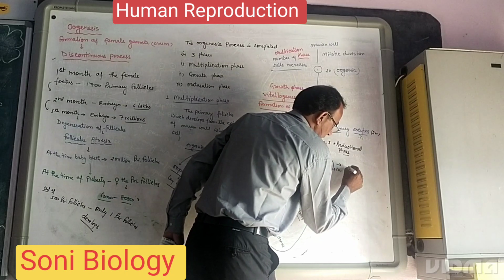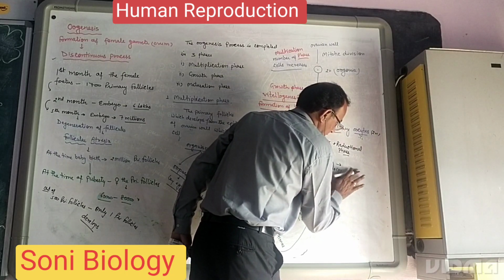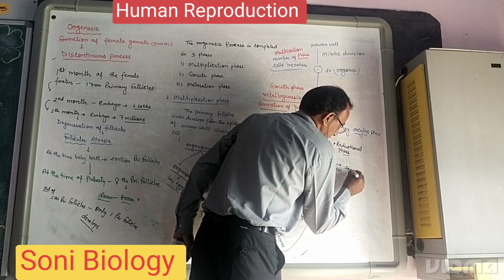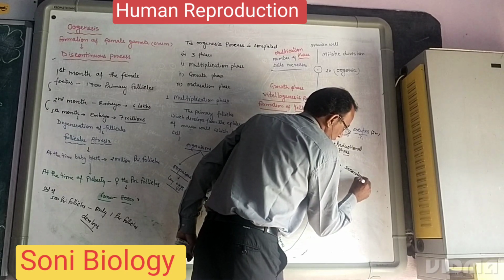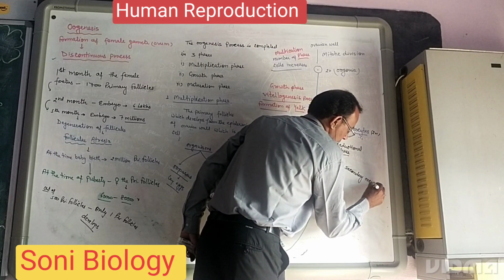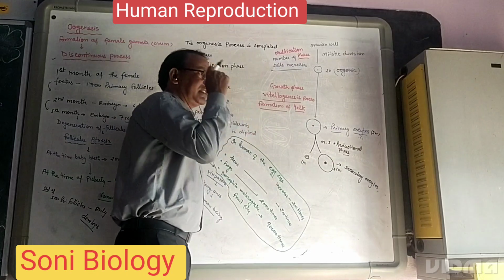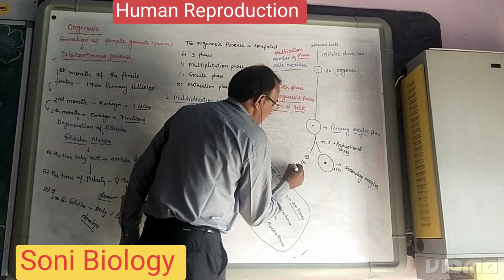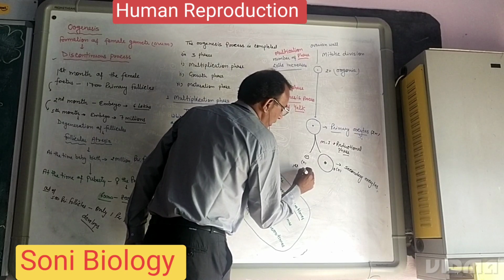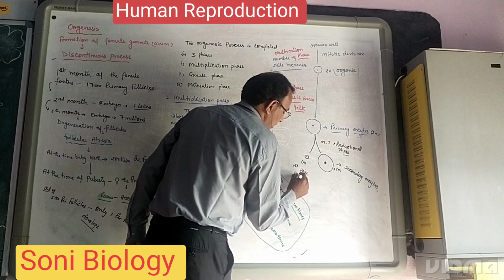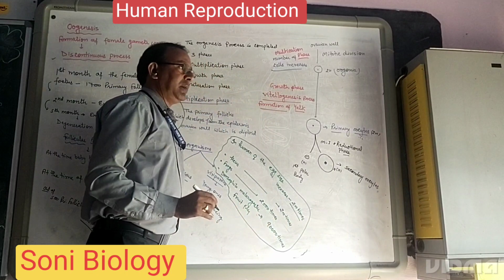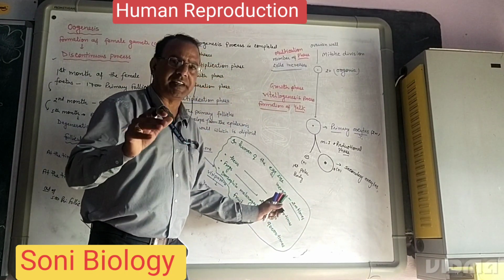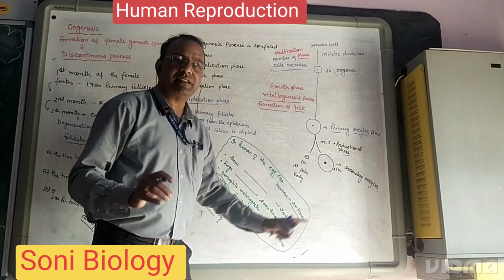This is called secondary oocyte. It is a haploid cell. And the other tiny cell is called first polar body. After some time, the polar body degenerates, and only the single secondary cell remains.